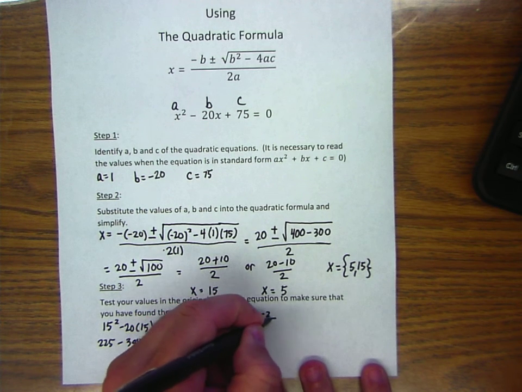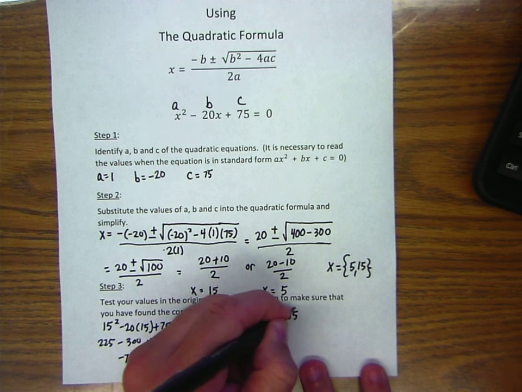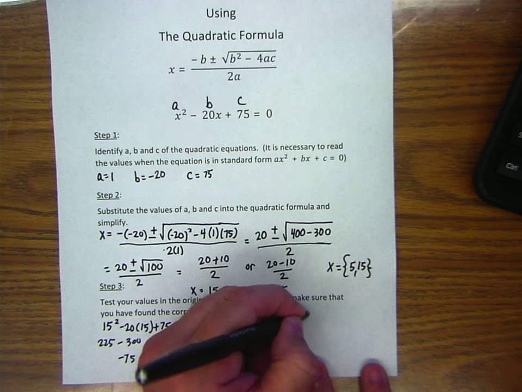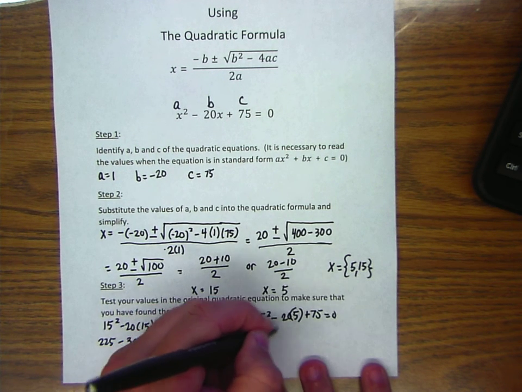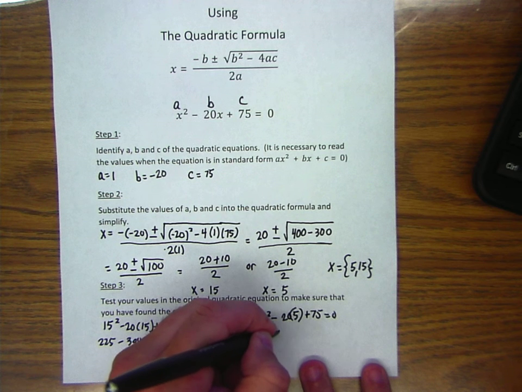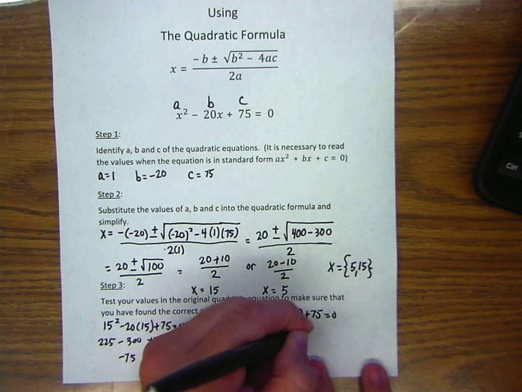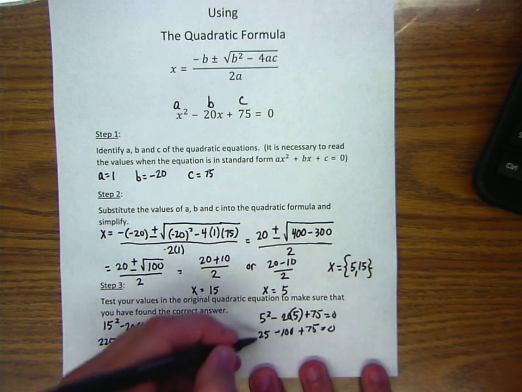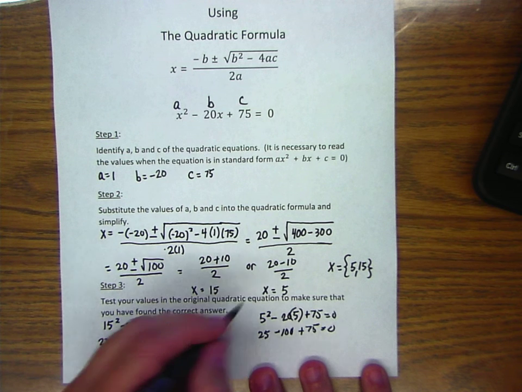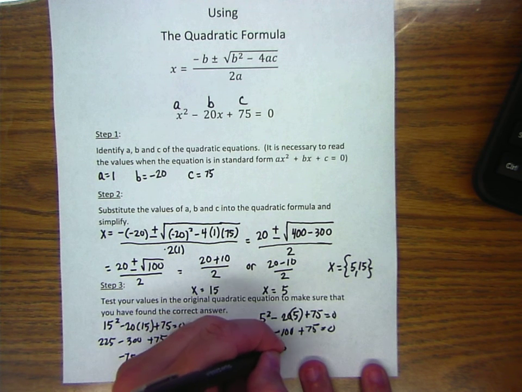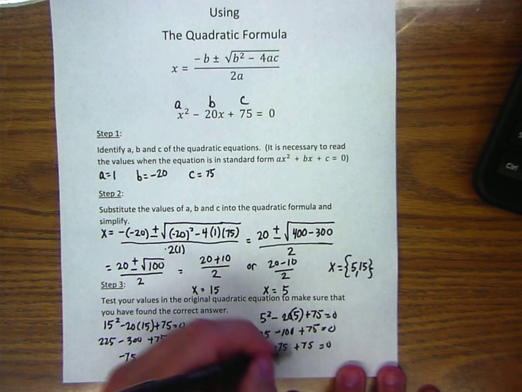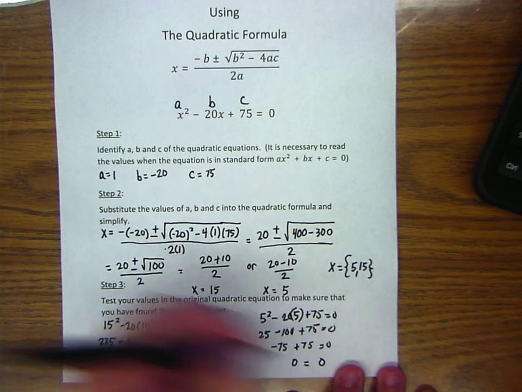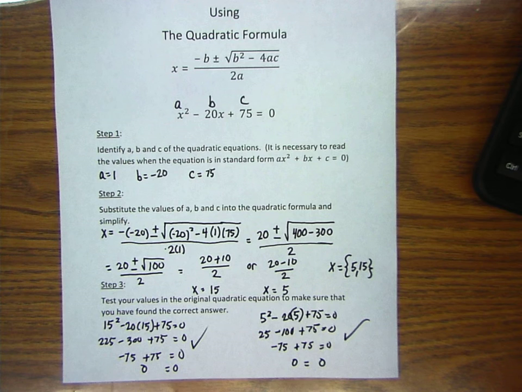5 squared minus 20 times 5 plus 75 is equal to 0. Well, 5 squared is 25, minus 20 times 5, which is minus 100, plus 75 is equal to 0. 25 minus 100 is negative 75. Continue the process, and I get negative 75 plus 75 is 0. Both sides are equal to 0. And yes, 5 is also one of my answers.